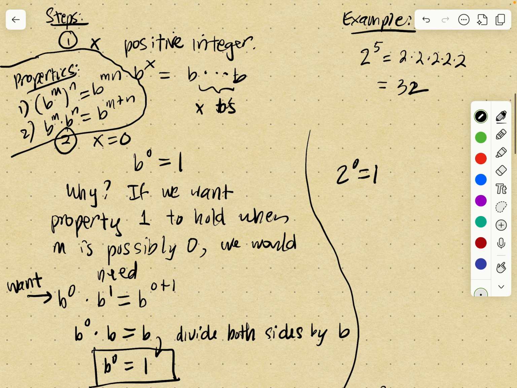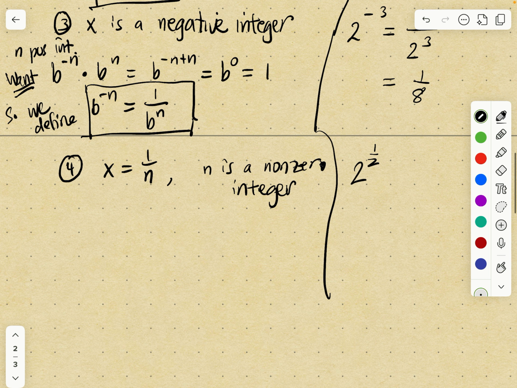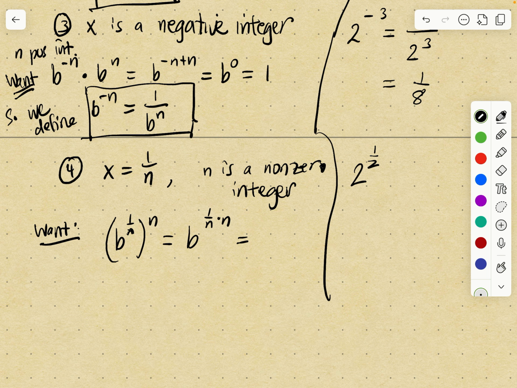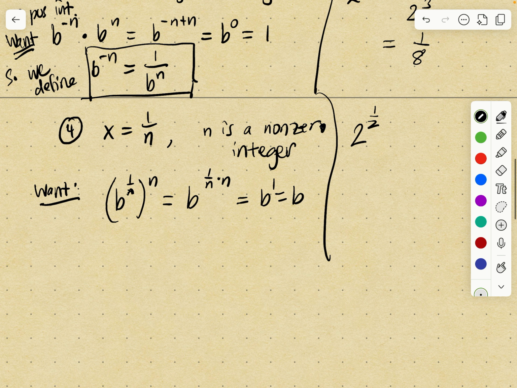Well, if you look at property 1, what we want is we want b to the 1 over n raised to the nth power to be b to the 1 over n times n. This is when you take m to be 1 over n. So we want the left-hand side to be equal to the right-hand side so that we have this nice property. And 1 over n times n, the exponent, is just 1. So this is b to the 1, which is b. So we see that we want b to the 1 over n to be such that the nth power is b. Well, now you take the nth root of both sides.